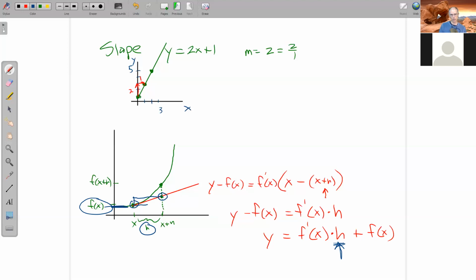And this idea right here, that's known as the margin, if we're talking about business. Otherwise, it's just our change in y.